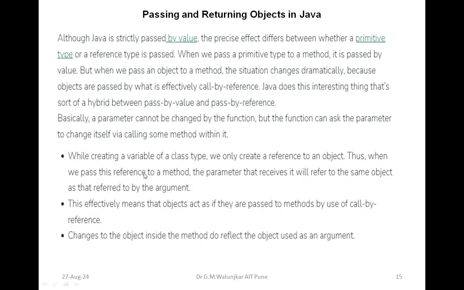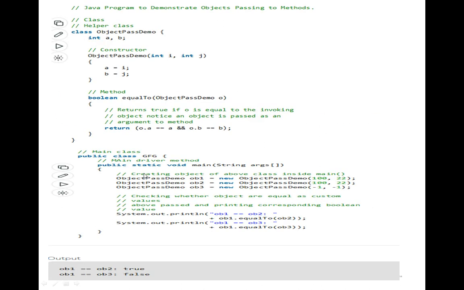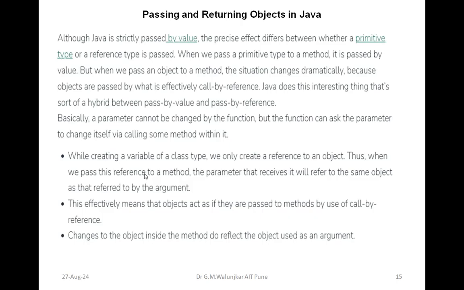Next, passing and returning objects in Java. When you are dealing with passing and returning objects in Java, methods come into the picture. A method is a group of statements that together perform a specific task. Every Java program has at least one method, which is main, and almost all non-trivial programs define additional methods. A method can accept an object type parameter, or it can return an object as a return value.